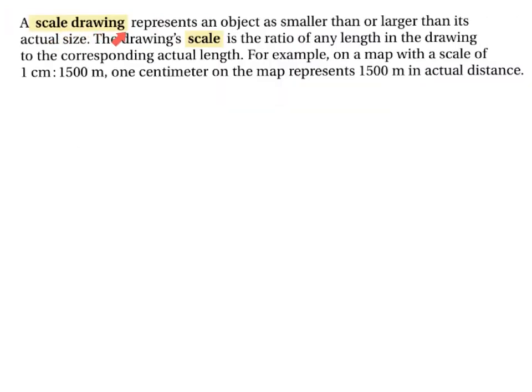Now, a scale drawing represents an object as smaller than or larger than its actual size. The drawing scale is a ratio of any length in the drawing to the corresponding actual length. For example, on a map with a scale of 1 centimeter to 1,500 meters, 1 centimeter on the map represents 1,500 meters in actual distance. So the scale represents the ratio.